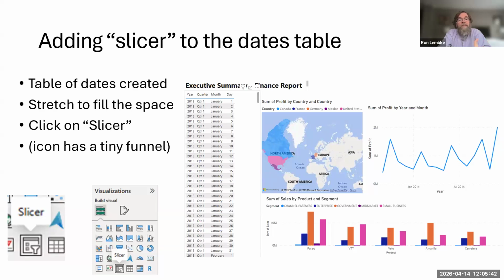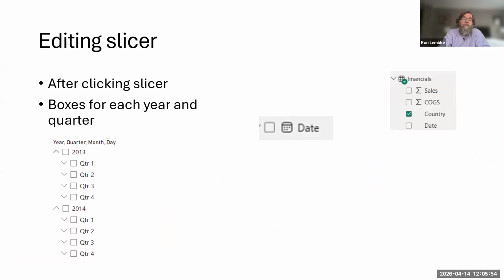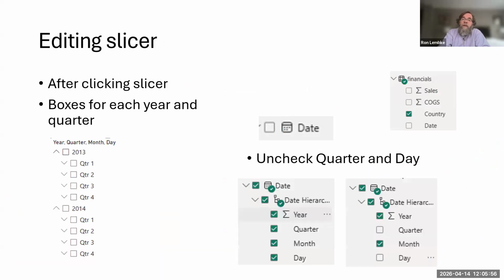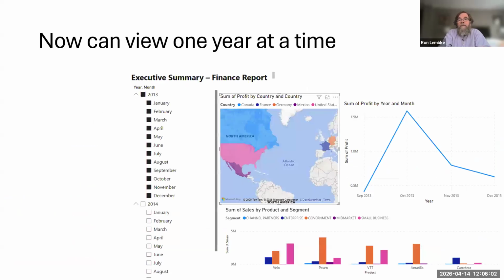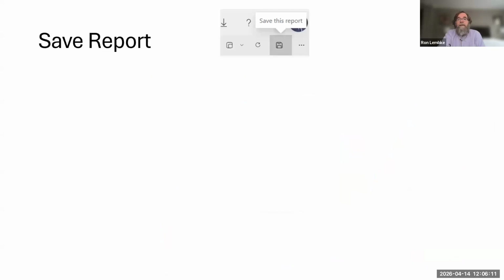And now we want to use the slicer. The slicer is there under visualizations, and it's a white square with a tiny little funnel down on the bottom. So click on that. And then we're going to want to just choose the date options of year and month. And that's what we need. So now we can view our report looking at things just one month at a time.